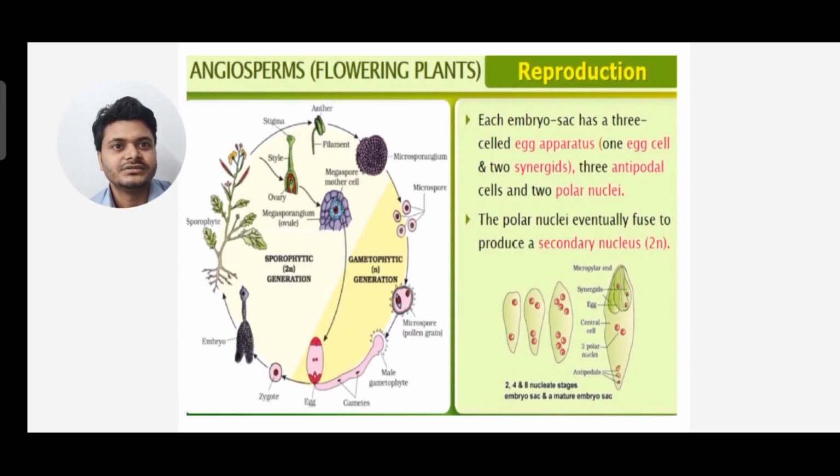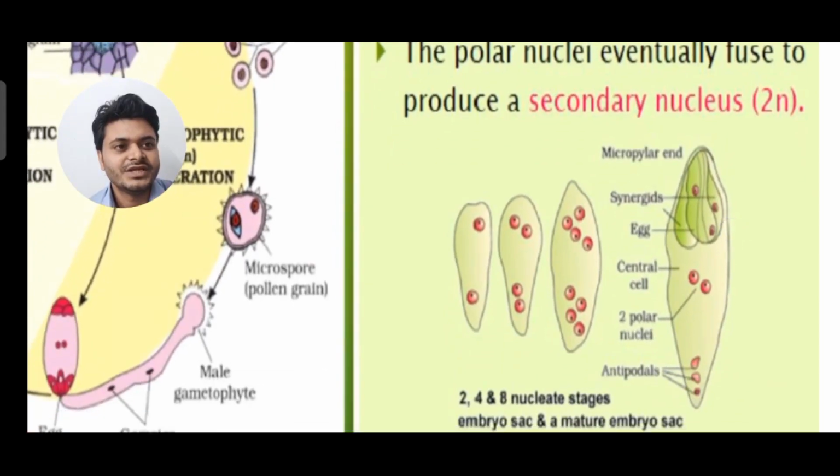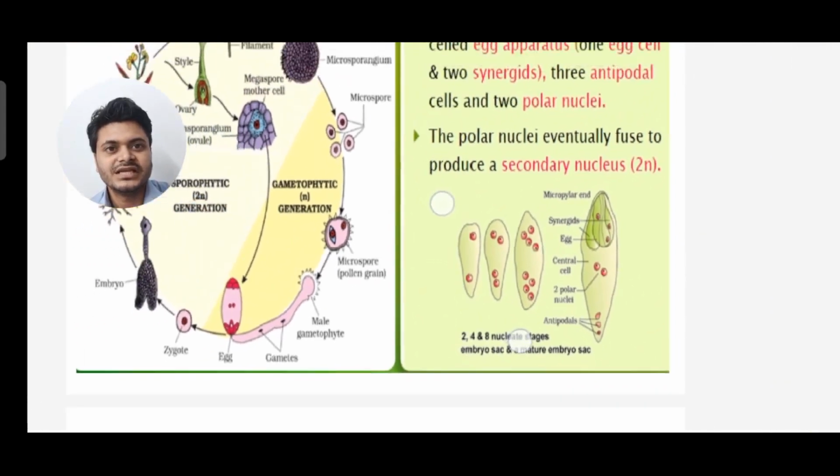Next you can see the reproduction. Each embryo sac has a 3 celled egg apparatus, that is 1 egg cell and 2 synergids. Then we have 3 antipodal cells and 2 polar nuclei. The polar nuclei eventually fuse to form the secondary nucleus, that is 2N. Here I have magnified: you can see the 2 synergids and egg, then the central cell with polar nuclei and the antipodal cells at the bottom. In these polar nuclei, the second male gamete comes and fuses.